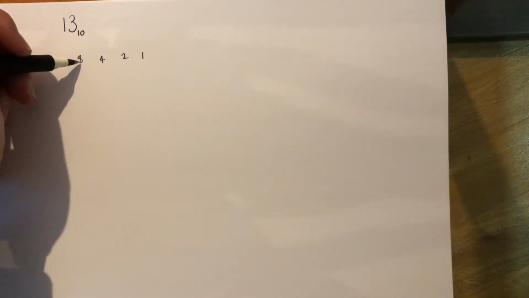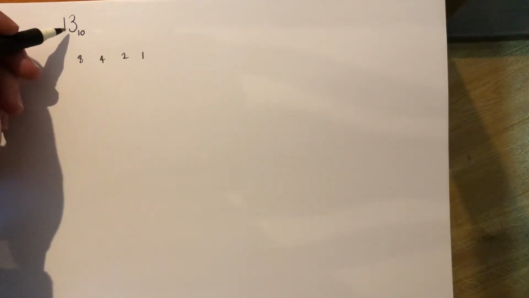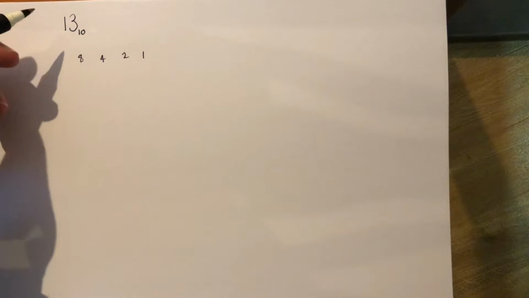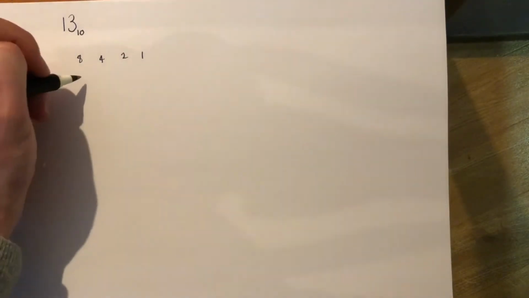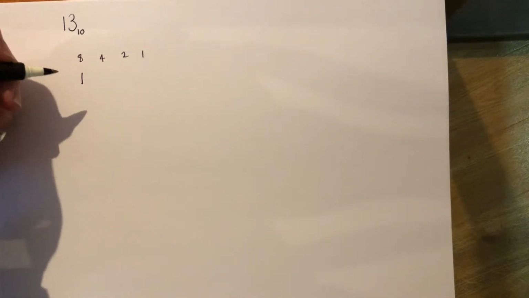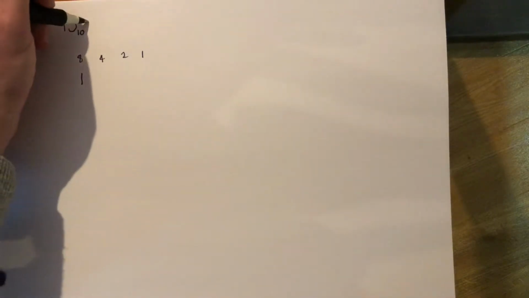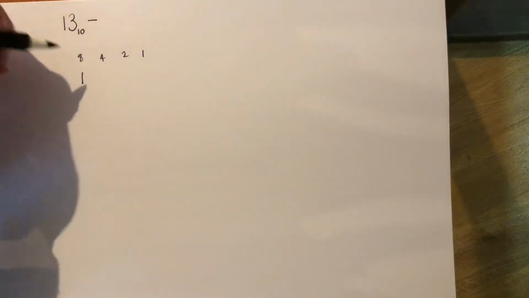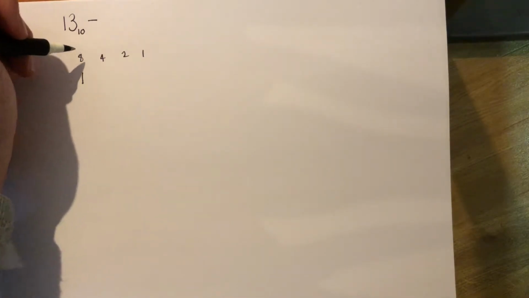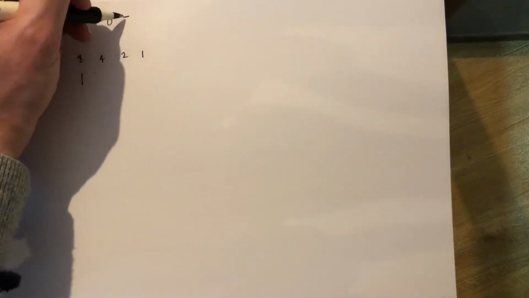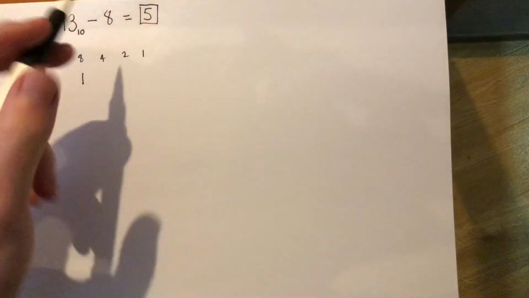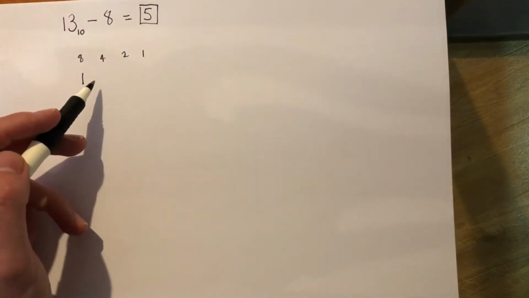We say, does this place value, 8, fit into this number 13? The answer is yes, because 8 fits inside 13. It's smaller than 13, so we put a 1 here. What we do now is deduct this place value, 8, from our original number. That gives us 5, and this is our new number, which we will continue with.